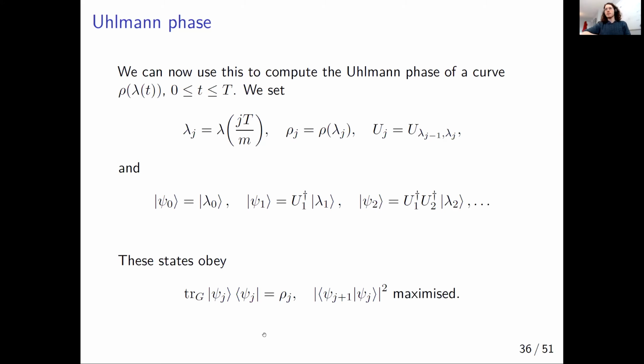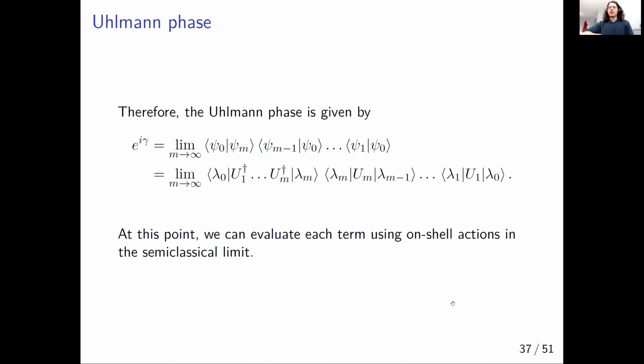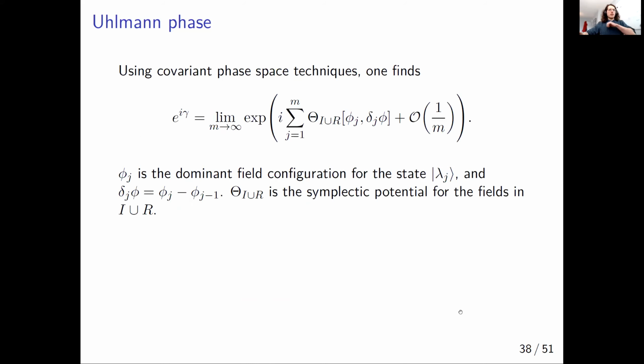So this means we can use these purifications to compute the Almond phase. And if we substitute everything in, this is what we get. And I'll skip the details, but at this point, it's actually relatively simple to take a semi-classical limit and compute each term using the actions of on-shell field configurations. So if we use covariant phase space techniques, in particular, one can find that the Almond phase can be written in this way.